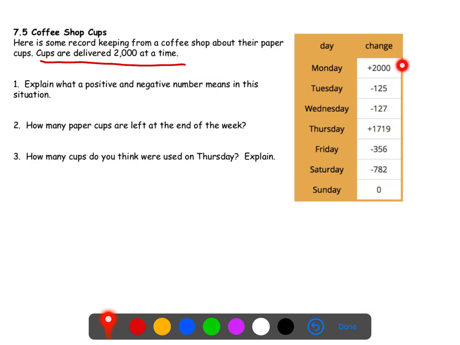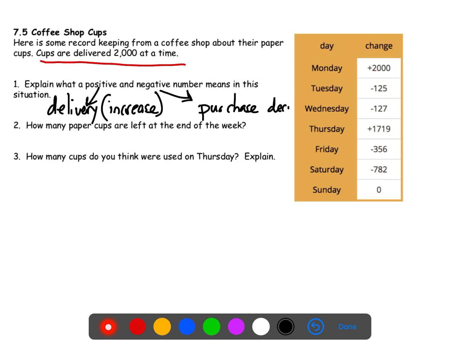Well, that would mean that a positive change is that there's been a delivery. Cups have been brought into the coffee shop. So positive means delivery, an increase in the amount of cups. A negative would mean that cups went out. And there's only a couple of ways a cup will leave a restaurant. It's either been purchased or it's been thrown away. But we'll say that those have been purchases.